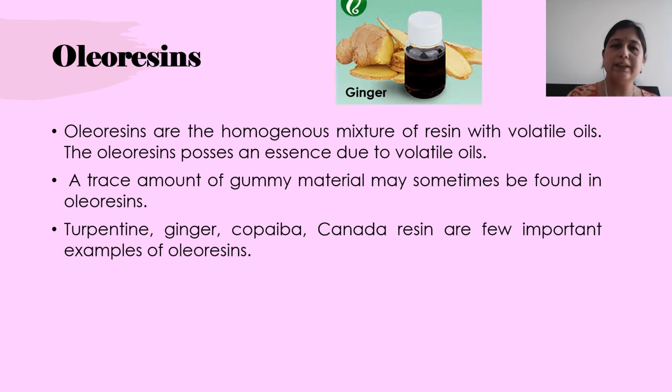The second resin is oleoresin. This combination is when there is a mixture of the resin with volatile oils, and the oleoresin possesses an essence due to the volatile oils. A trace amount of gummy material may sometimes be found in the oleoresins, and there are many examples, one of which is ginger, then we have turpentine, Canada resin, etc.